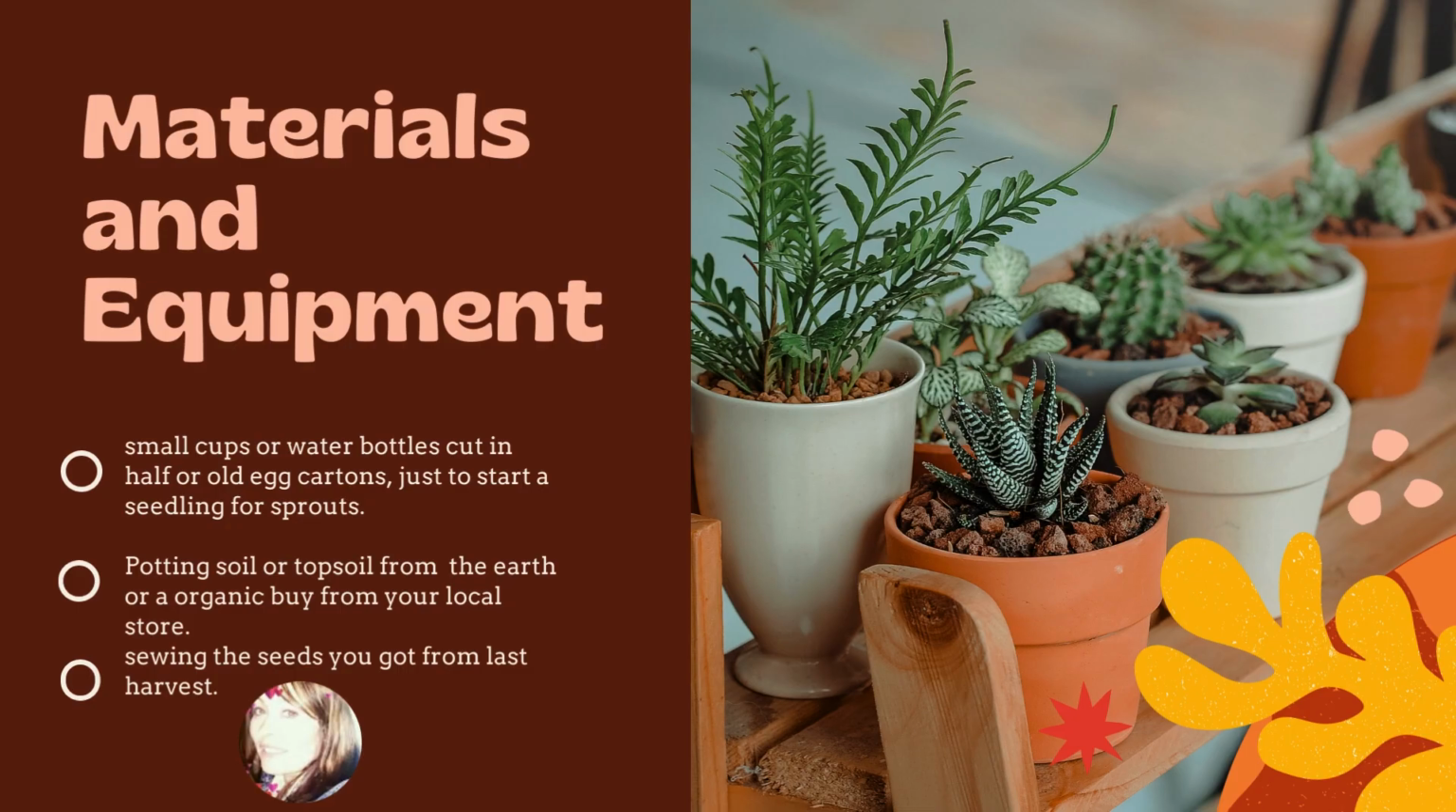Materials and equipment: small cups or water bottles cut in half, or old egg cartons, just to start a seedling for sprouts. Potting soil or topsoil from the earth, or an organic one bought from your local store. Sowing the seeds that you got from last harvest.